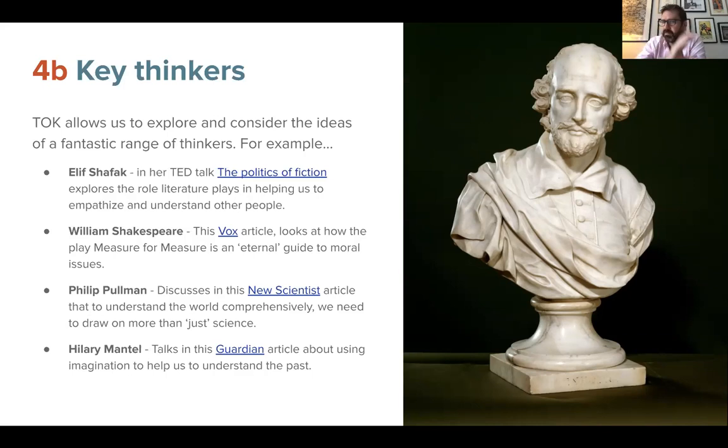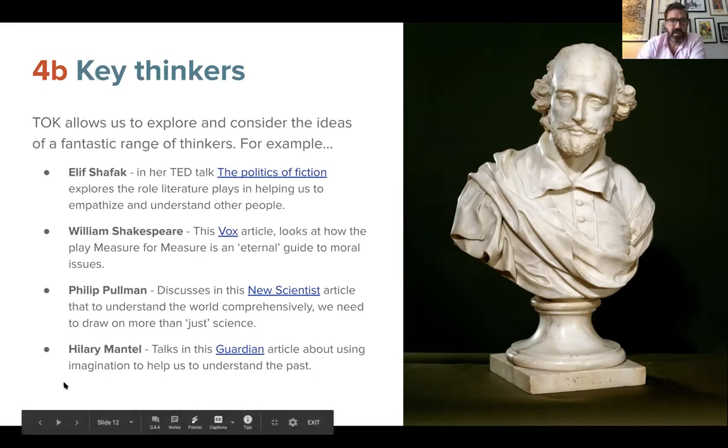So there are obviously hundreds and hundreds of key thinkers that we can draw on, who deal with TOK related issues within the context of language and literature. These are just a few examples here.